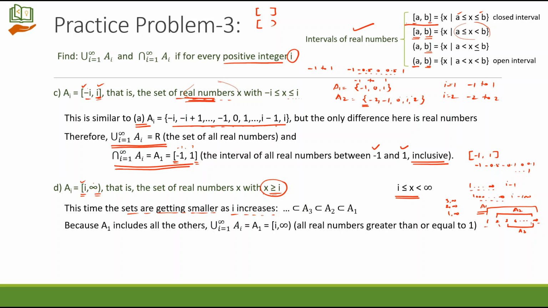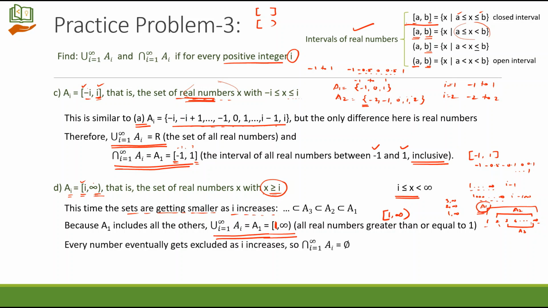Because A1 includes all the others, the generalized union will be A1. All real numbers greater than or equal to 1 will be taken in this context. It is given with 1 because it is greater than or equal to, and less than infinity is what we are taking from the question. We are just substituting i as 1. So this particular A1 has the broadest range, so that will be the generalized union answer.